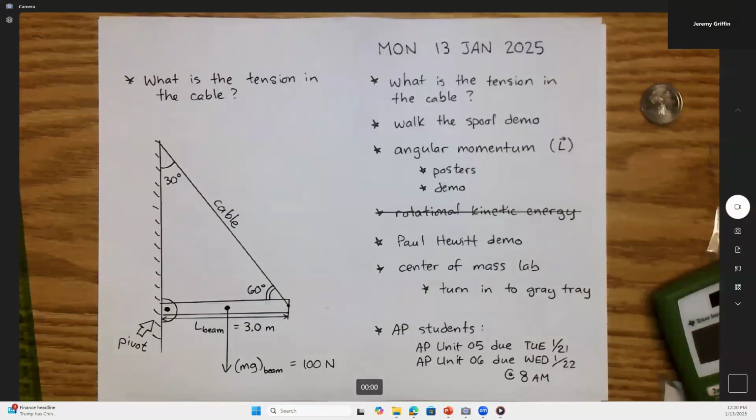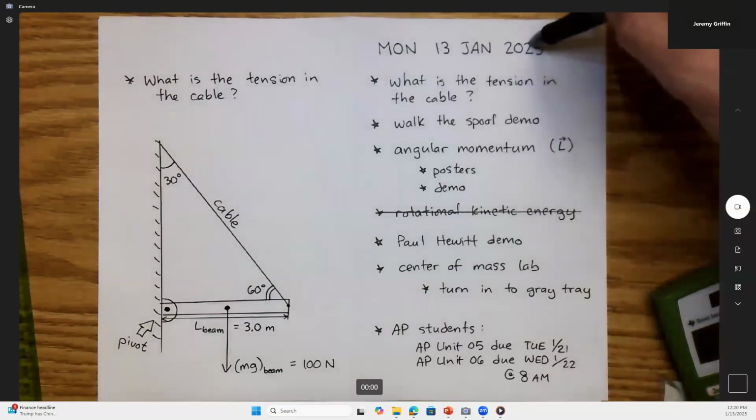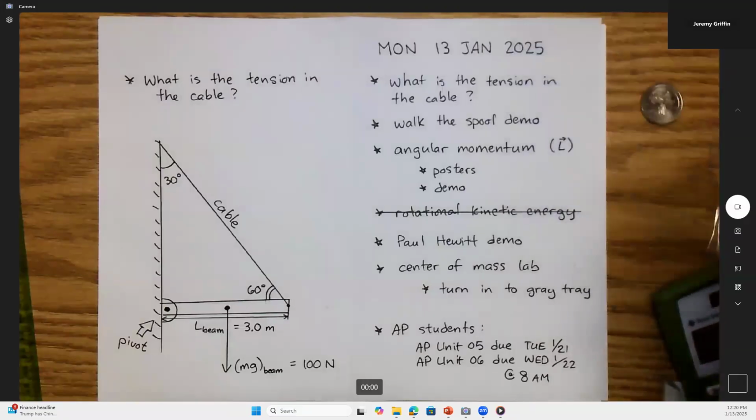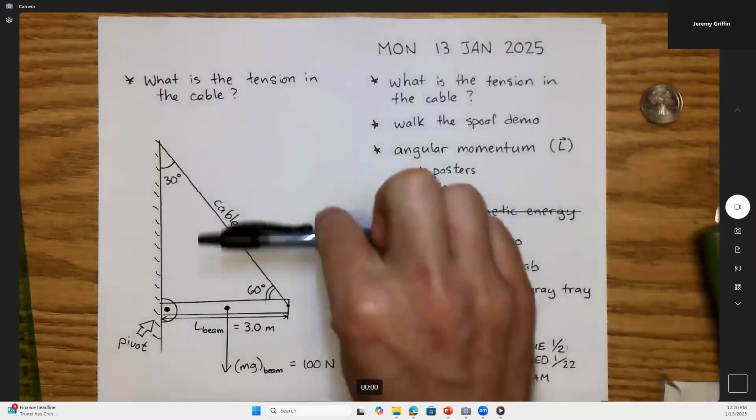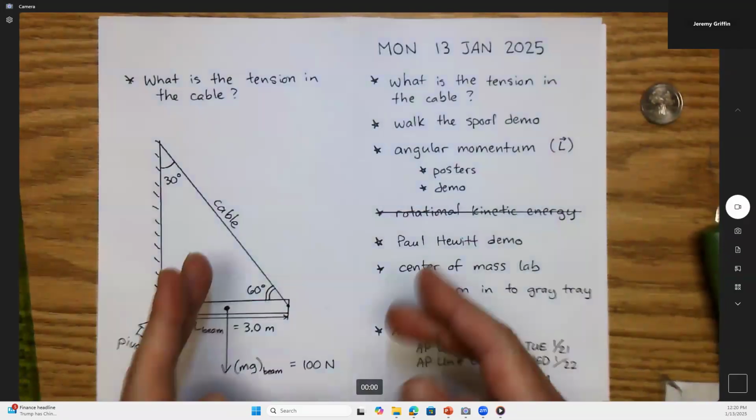Recording is rolling. It is Monday, January 13th. Welcome back from the weekend. All right, so I remember back on Thursday, Friday, you guys had that torque lab. You guys remember that? You had a seesaw version on Thursday and a scaffold version on Friday.